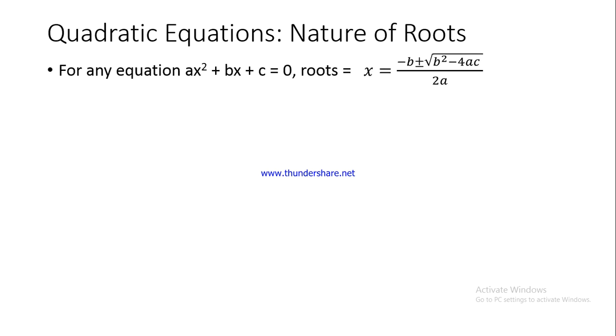So for any equation ax square plus bx plus c is equal to 0, we have already discussed in the earlier session that this is a quadratic equation, so there are going to be two roots, and the roots of this equation will be x equal to minus b plus minus root b square minus 4ac by 2a.